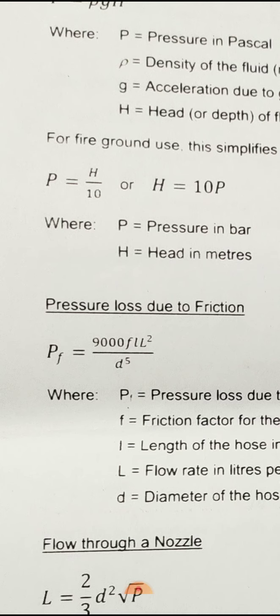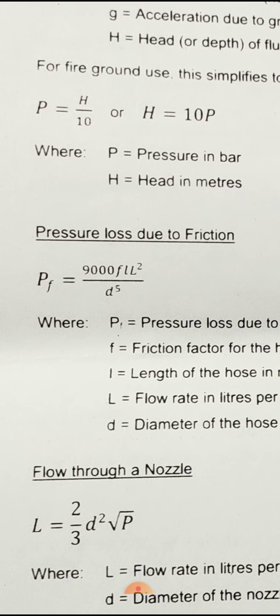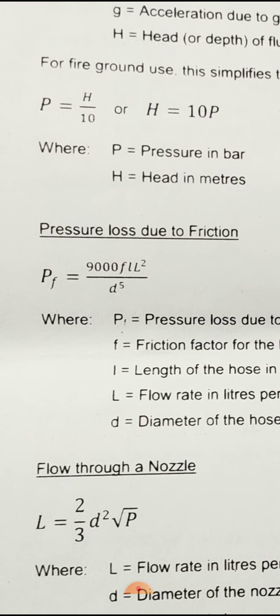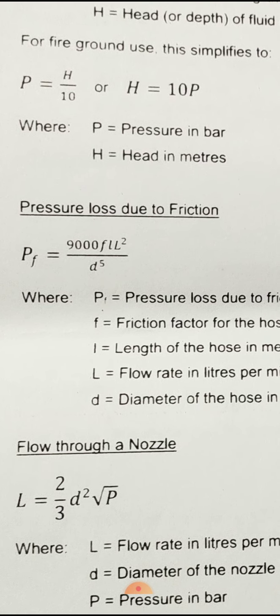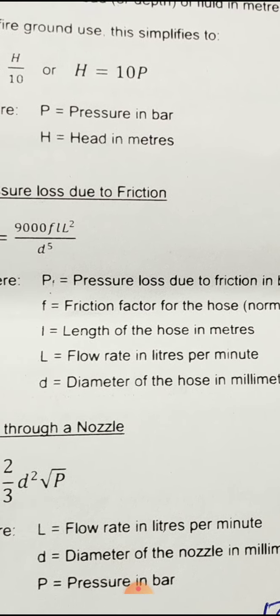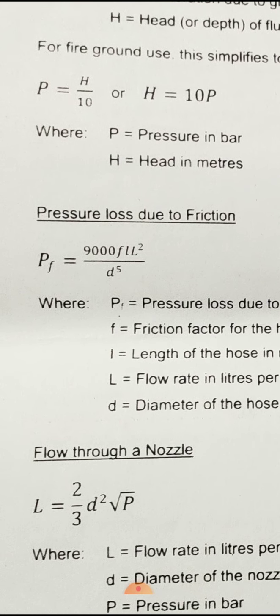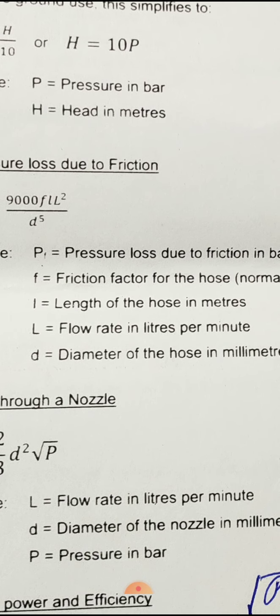Head or height. Now the second thing, the frictional loss formula. PF, the pressure loss due to friction in bars, is equal to 9000 F small l capital L square divided by D raised to 5. It is nothing but a frictional loss. PF is the frictional loss when, at any incident, we are using water as an extinguishing media, using a hose pipe.